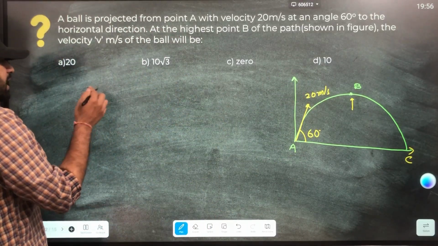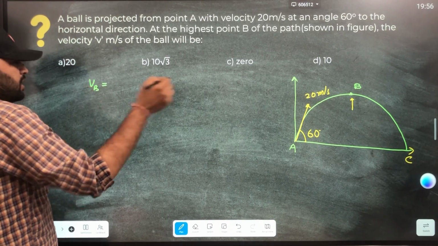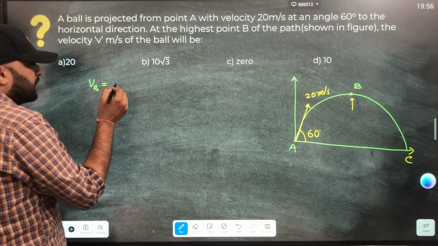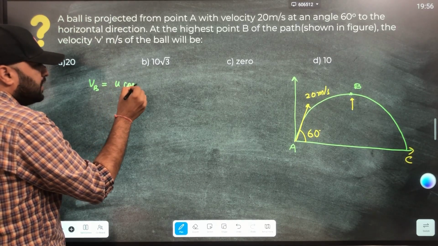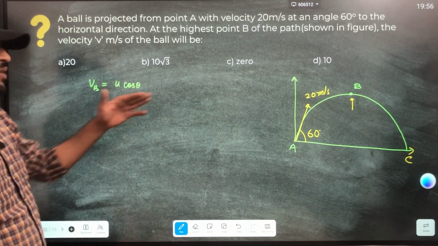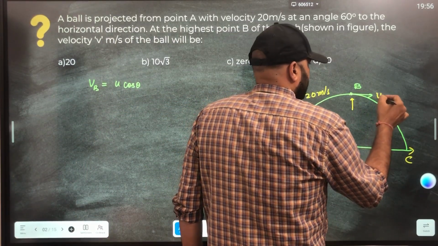So the velocity at point B will be the velocity along the x-axis. What is that? That will be our u cos theta. That remains the same along the horizontal direction. So in the horizontal direction, it will be u cos theta here.